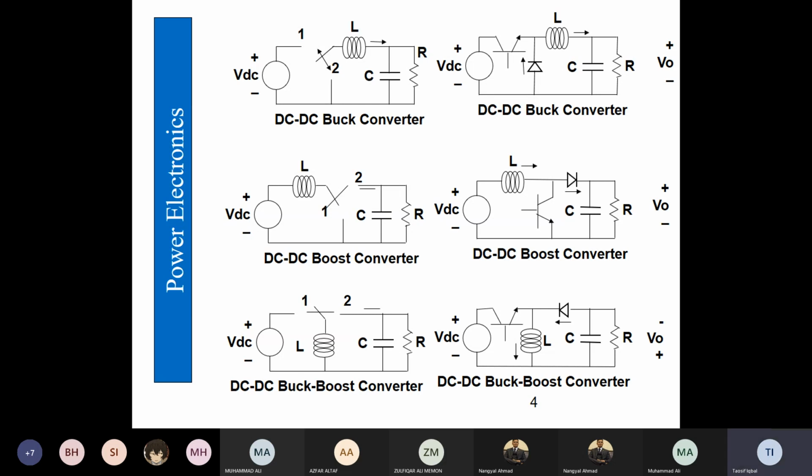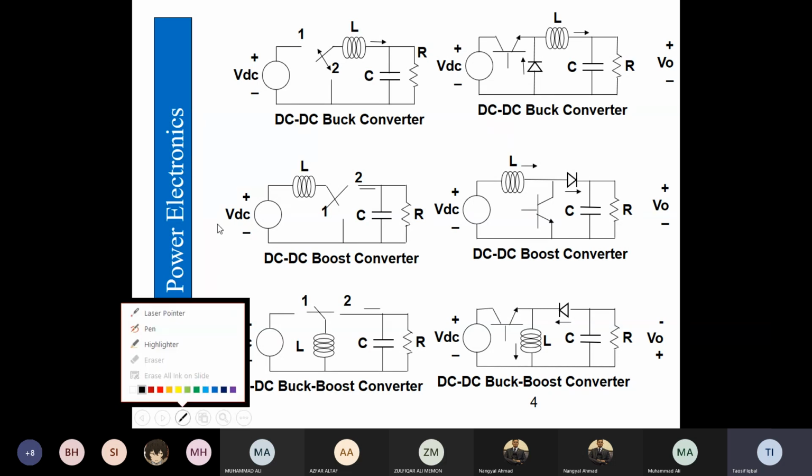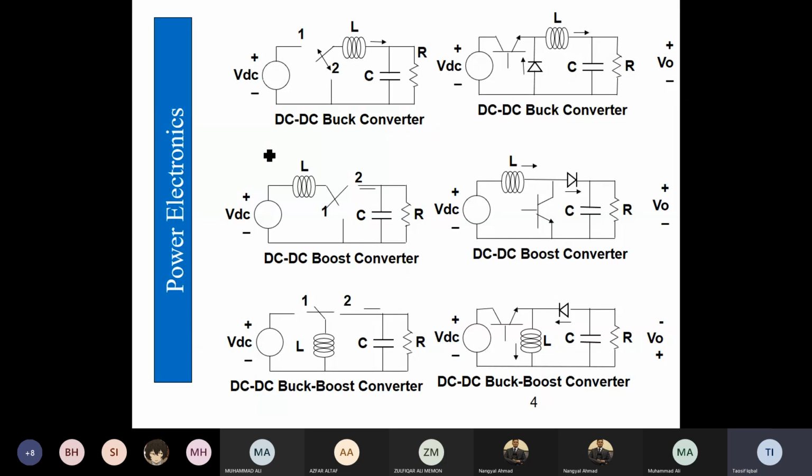So now you can see we have a single pole double throw switch, that gives us the option to connect the pole at position 1 or position 2, and this is realized using a controlled and an uncontrolled switch: BJT and a diode, or a MOSFET and diode, and similarly other semiconductor control devices can also be used.